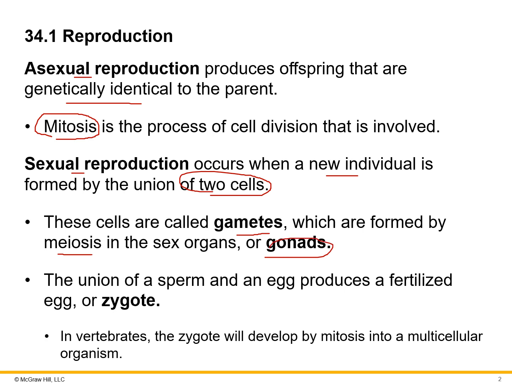The union of the egg and sperm makes a fertilized cell, which is called a zygote. And then in us, vertebrates, that zygote divides by mitosis to form the multicellular organism. So asexual reproduction only needs mitosis, whereas sexual uses meiosis to form the egg or sperm, the gametes. Once they fuse, then mitosis is used for cell division.